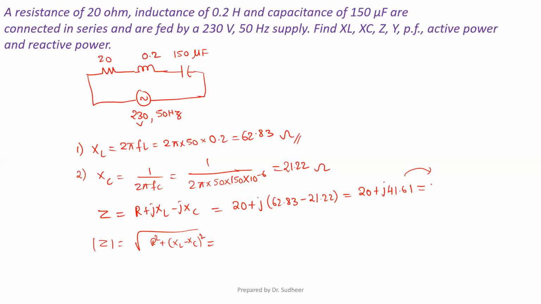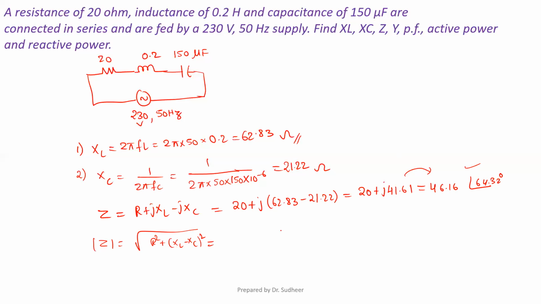Convert that into polar form. So it is 46.16 at an angle of 64.32 degrees. Even if you want to cross check this, you can: that is root of 20 square plus (62.83 minus 21.22) whole square. You will get 46.16. If you do like this, you will get only the magnitude. If you do like this, you will get even the phase angle also.